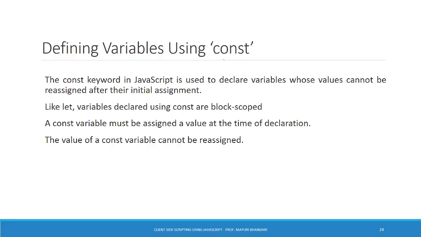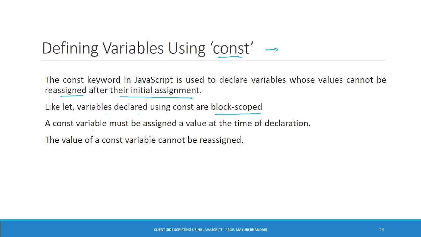Now let us see how to define variables using const and what is its properties. The const keyword in JavaScript is used to declare variables whose values cannot be reassigned after their initial assignment. So const is basically a constant where we cannot change the value once defined. Like let, variables declared using const are block scoped. So the scope of const is just like a variable declared using let.